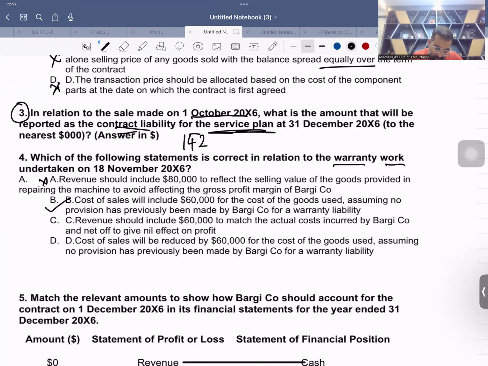Now read C. Revenue should be included. No, there is no revenue. Why are you saying there is earning at all in this transaction? It's a loss transaction. You are giving claims. Cost of sales will be increased. It's a bad event. It's not a good event.